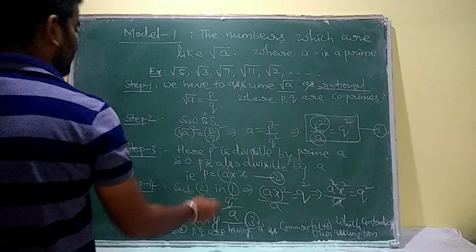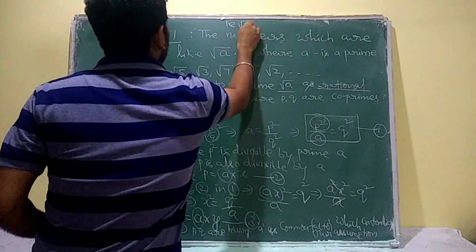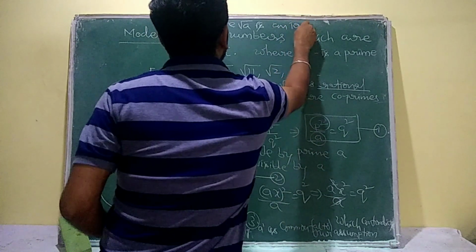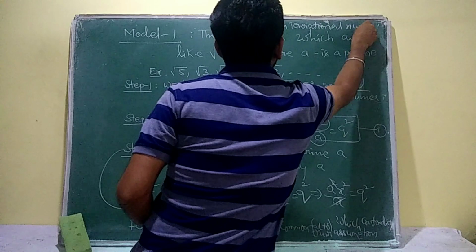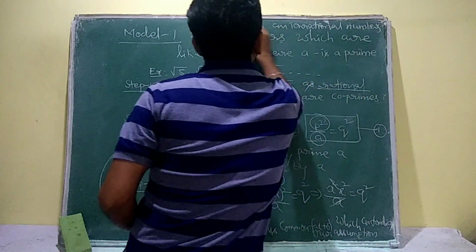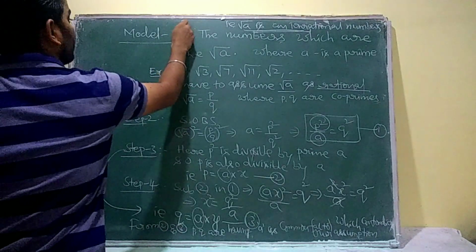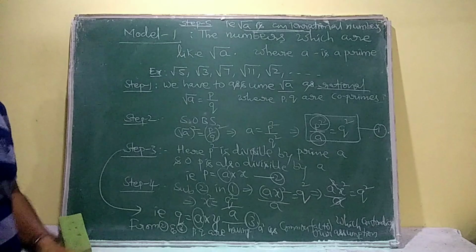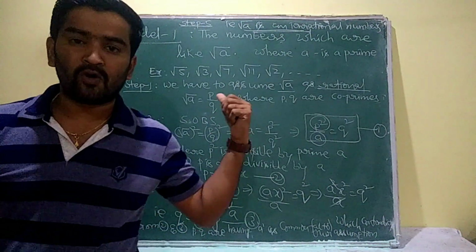Okay, now simply here I will write, for lack of space, that is root a is an irrational number. This is our final conclusion. That is our step 5. In this way we will prove the model 1.